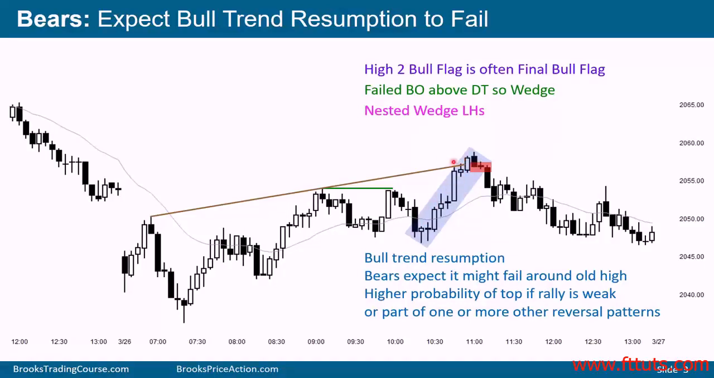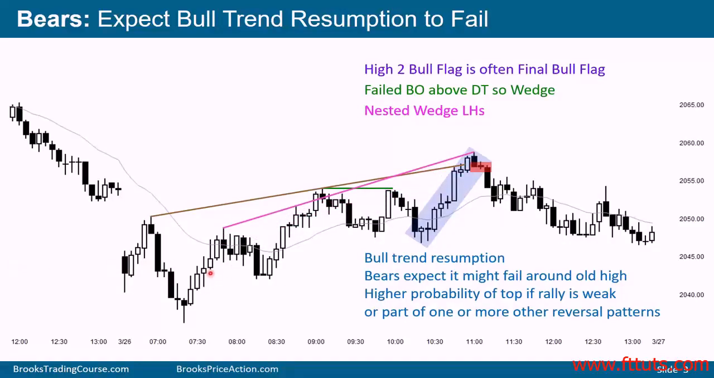So this is a wedge and it's within a larger wedge. And then we have a breakout above a double top that looks like it's reversing, and that is a type of wedge as well. So smaller wedge patterns inside of a larger wedge pattern, that means nested wedges, that has a higher probability of leading to a reversal.